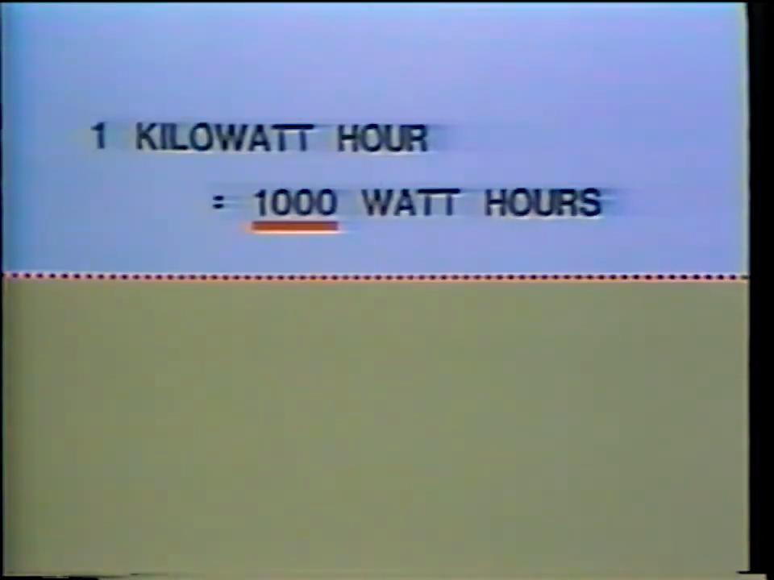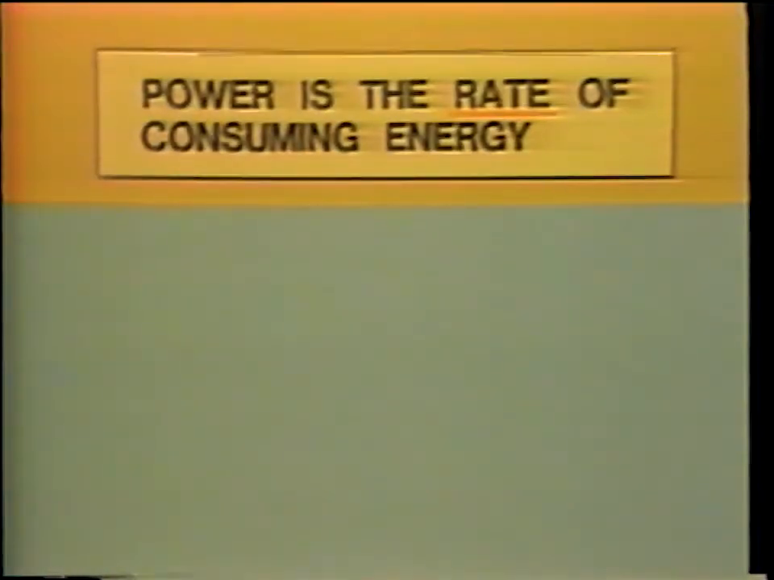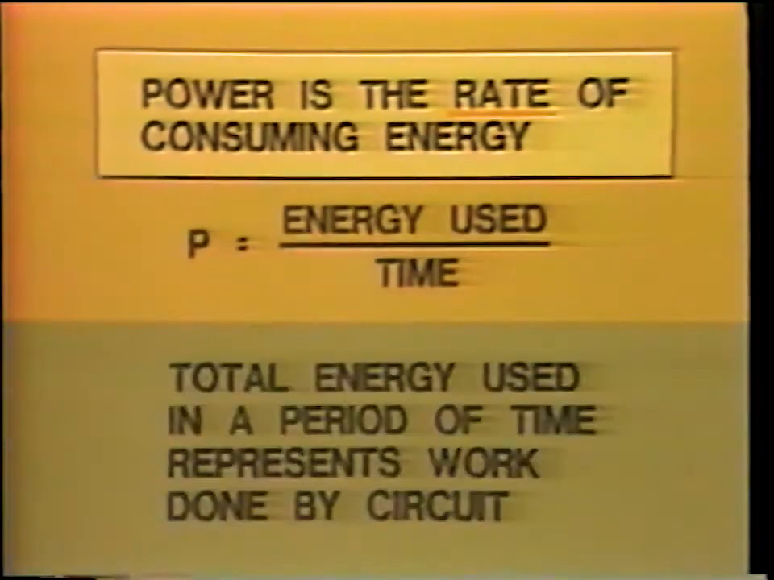The kilowatt-hour is 1,000 watt-hours, and the megawatt-hour is 1,000,000 watt-hours, or 1,000 kilowatt-hours. Distinguish between power in watts and energy in watt-hours. Again, power is the time rate of consuming energy and is equal to energy divided by time, while the total amount of energy used over a period of time represents the actual work done by the circuit.